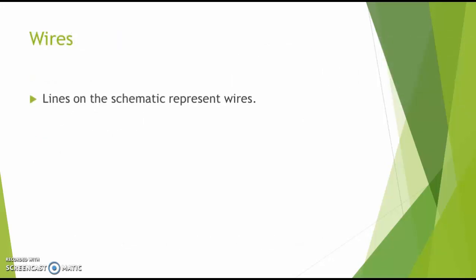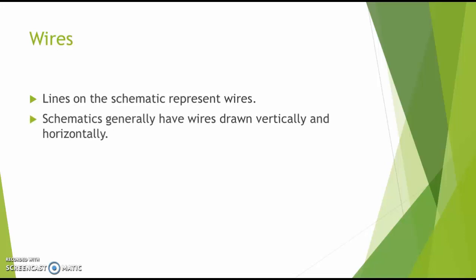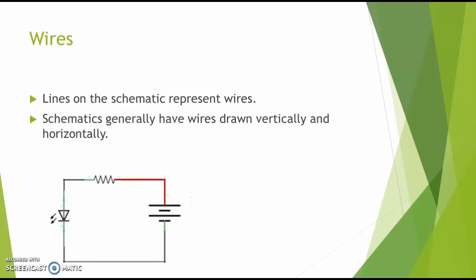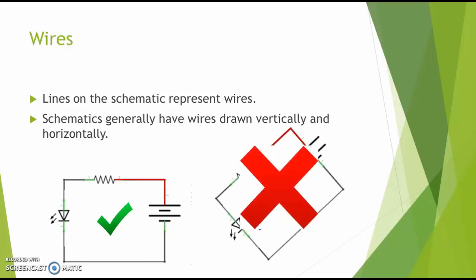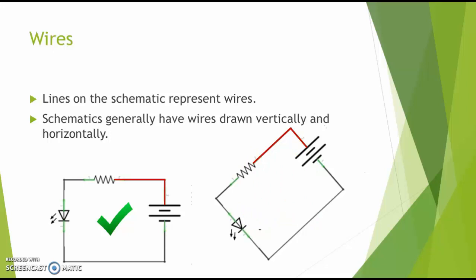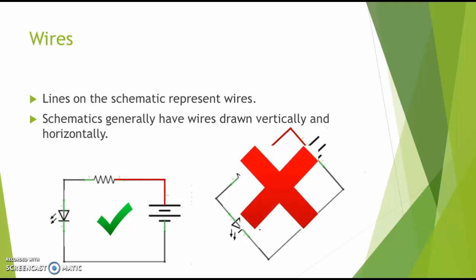Wires. Of course, lines represent wires, as we mentioned before. Schematics generally have the wires drawn vertically and horizontally. Okay? So this follows normal conventions. We see 90-degree turns. We see straight lines drawn horizontally and vertically. In general, this schematic, while really in many ways no different from the other one, is not following accepted practices because the wires aren't vertical and horizontal. So don't do that if you can help it.